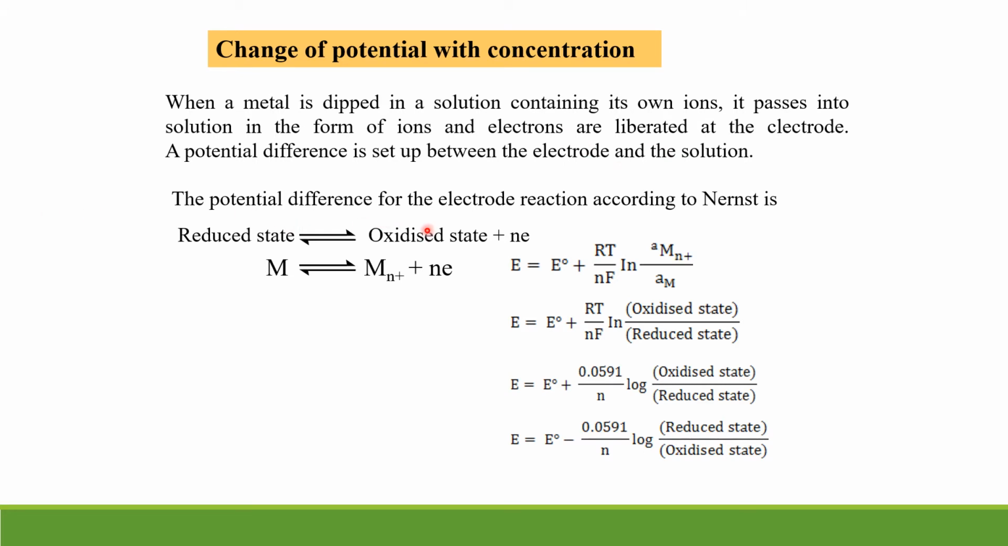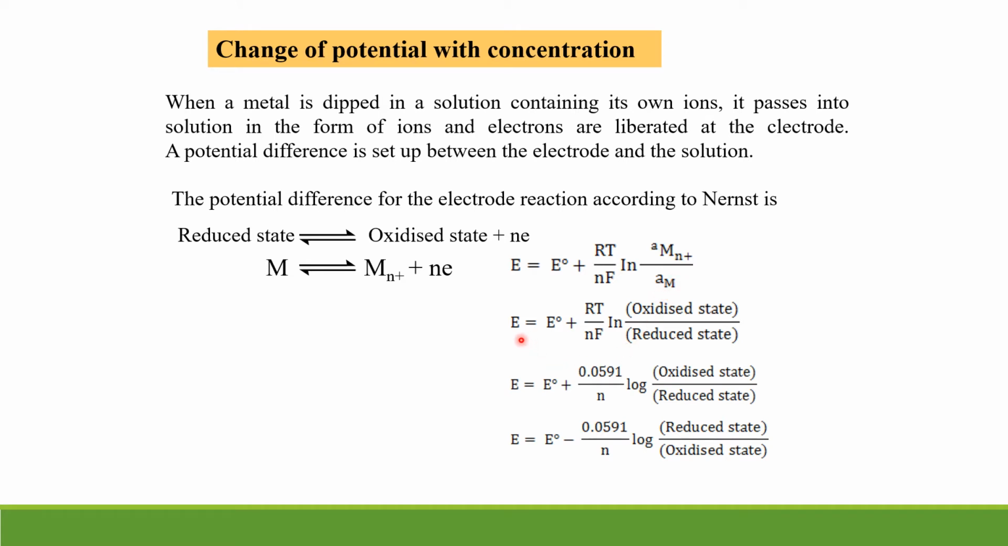The potential difference for the electrode reaction, according to Nernst, is reduced state in equilibrium with oxidized state plus n electrons. That means if you represent the reduced state as M, it is in equilibrium with M n plus, the oxidized state, plus n electrons. Now applying the Nernst equation to this, we can express the EMF of the cell as E equals E0 plus RT divided by nF into ln, that is log to the base e, of the activity of M n plus divided by the activity of the reduced state of the metal. This is the activity of the oxidized state and this is the activity of the reduced state.